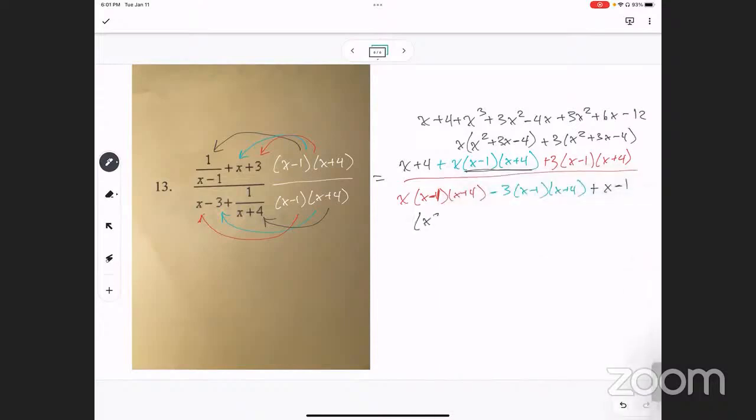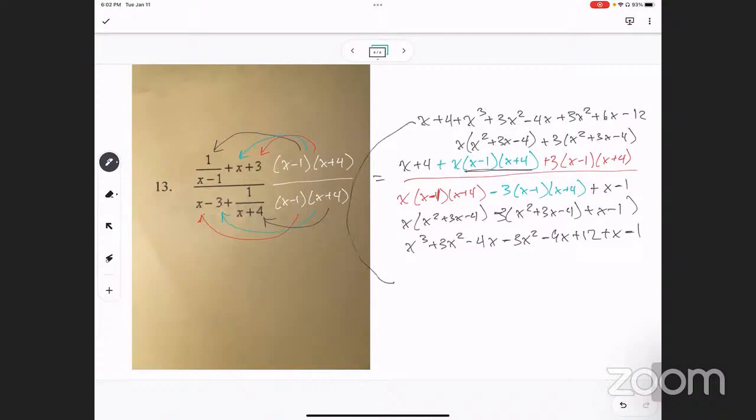On the bottom, I'm going to have x squared plus 3x minus 4 and x minus x squared plus 3x minus 4 times 3 plus x minus 1. So I'm distributing now. X cubed plus 3x squared minus 4x minus 3x squared minus 9x plus 12, careful with the signs, plus x minus 1. Okay, so now I'm going to clean up all of that stuff. I'll write this way down here.